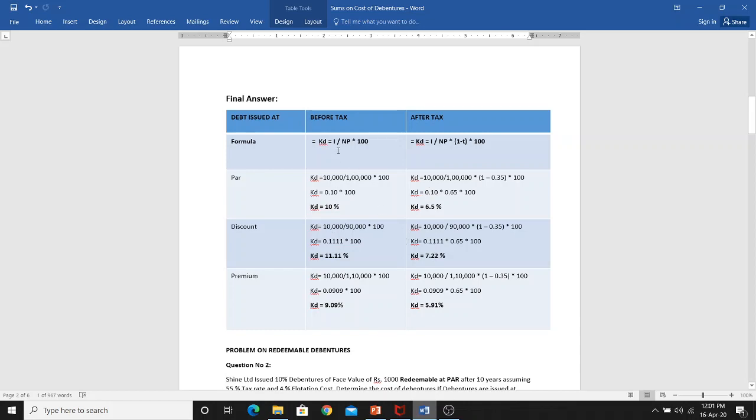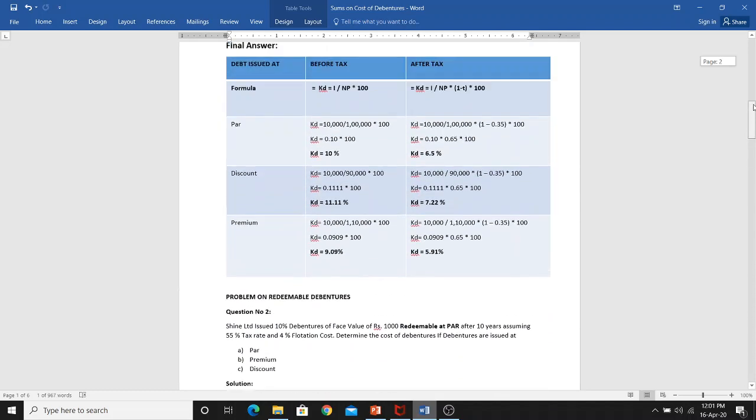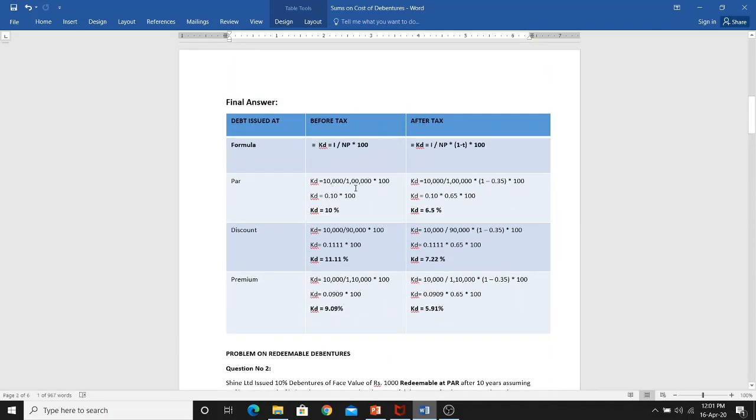Only what is going to change? NP. If it is par, the NP is 1 lakh. If it is discount, NP is 90,000. If it is premium, the NP is 1 lakh 10,000. So accordingly, write the NP. In case of par, it is 1 lakh. Discount, 90,000. Premium, it is 1 lakh 10,000.